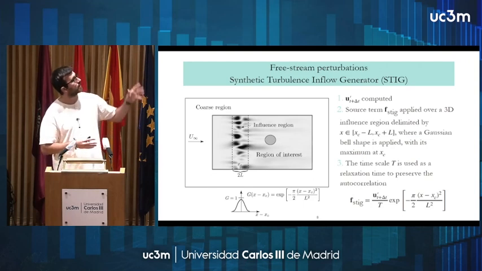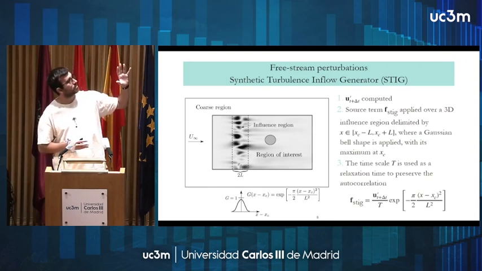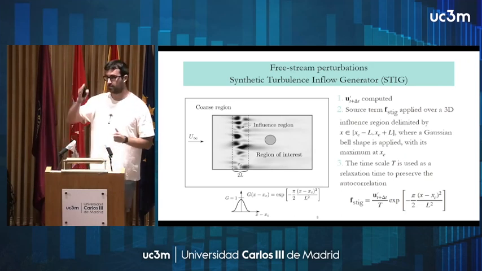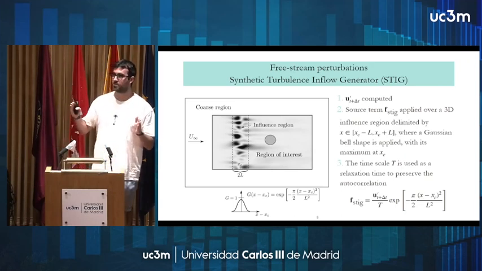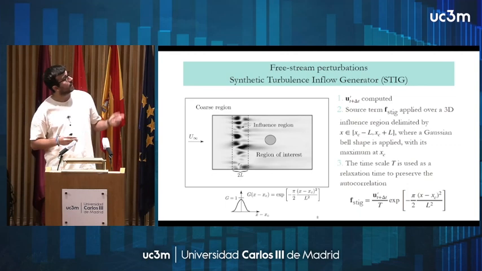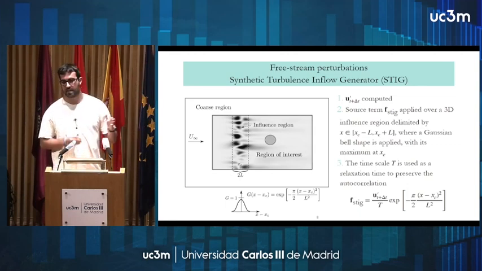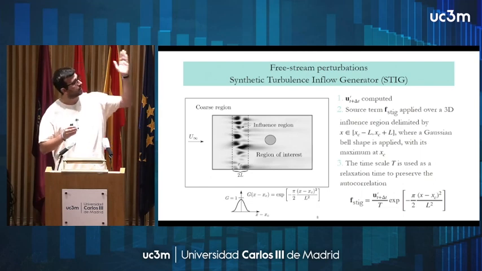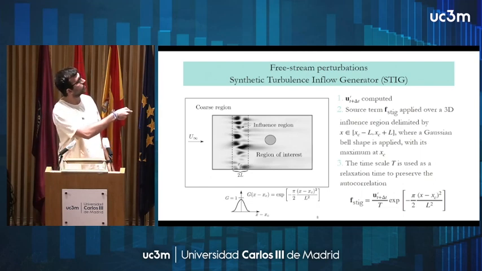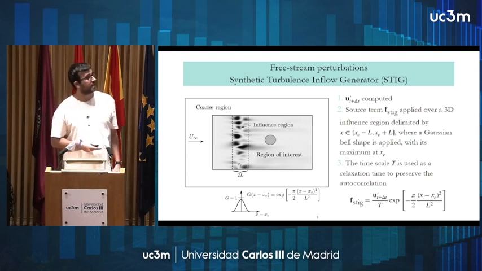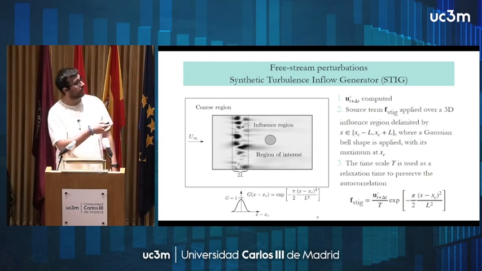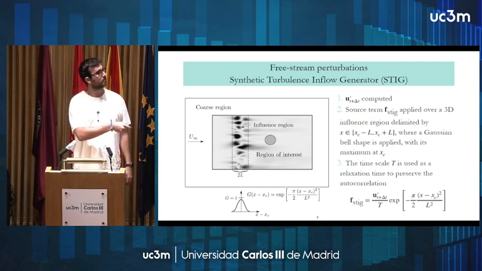Once we have this u prime computed, the random part, we are going to compute the whole source term. What we are going to do is extend this injection plane over a 3-dimensional region of our domain, delimited by the center of the region minus the scale of the perturbation that we want to reach, and plus the scale of the perturbation that we want to reach, as we see here. The time scale is also used as a relaxation time to preserve the autocorrelation.